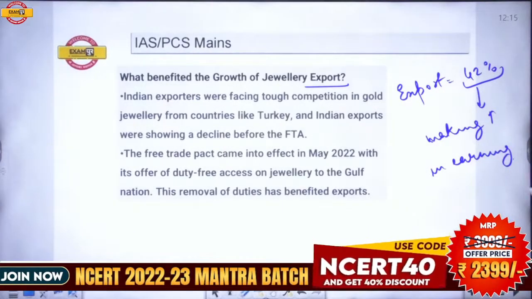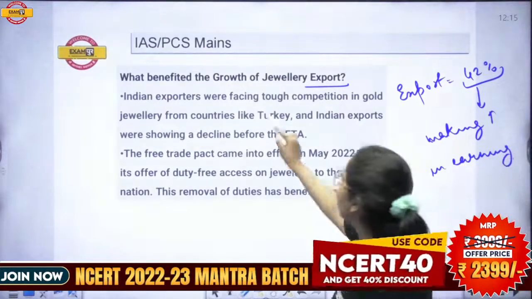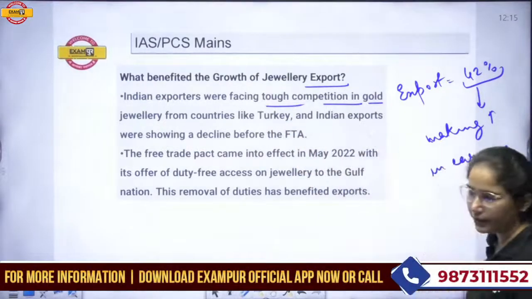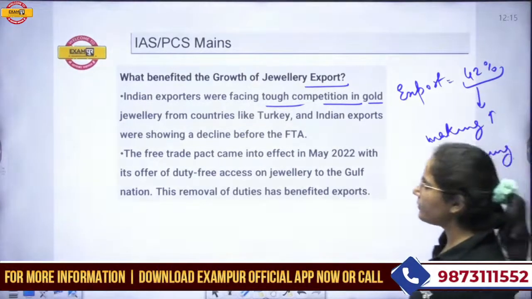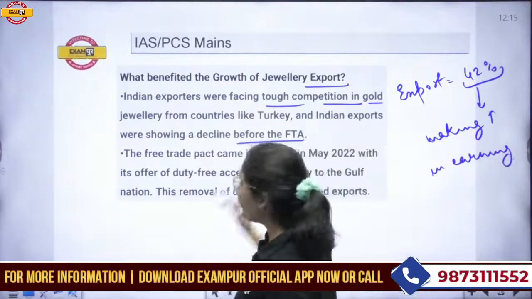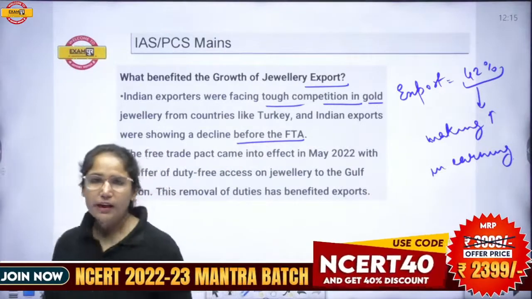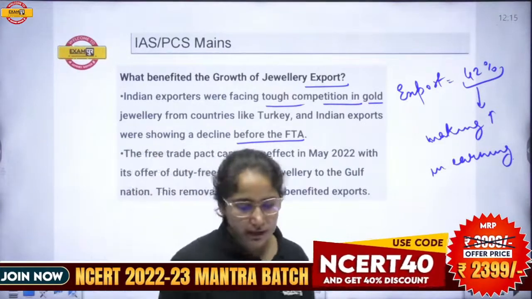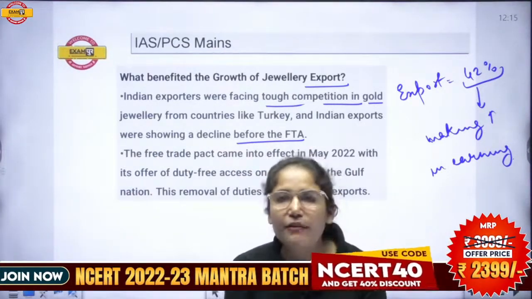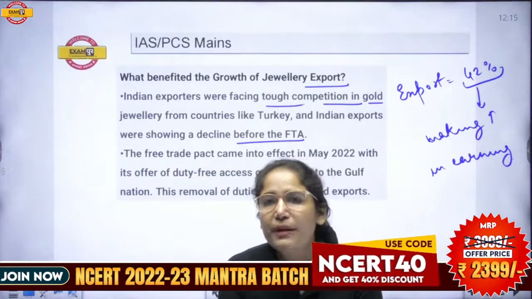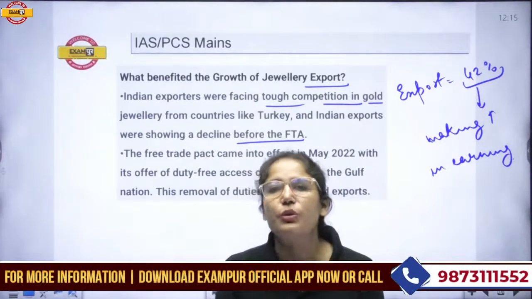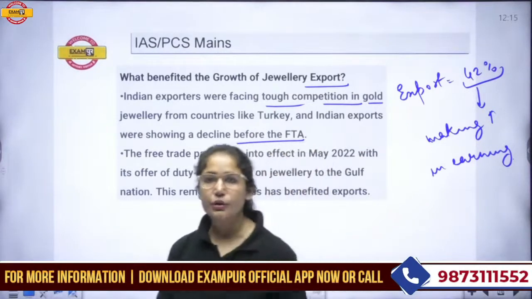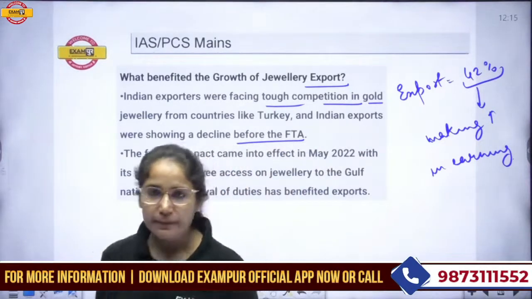Jewelry exporters from countries like India are facing tough competition in gold jewelry from countries like Turkey. India's exports were showing a decline before the FTA. In order to compete with a country like Turkey, we have to provide services and goods at a cheaper rate. What do I mean by the word competitive? It is going to raise accessibility.